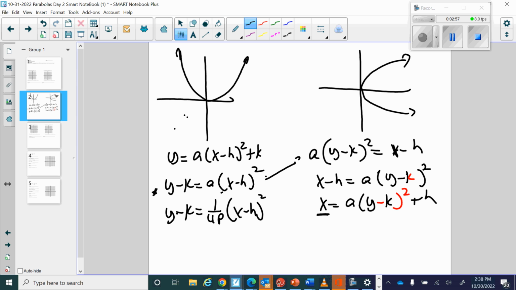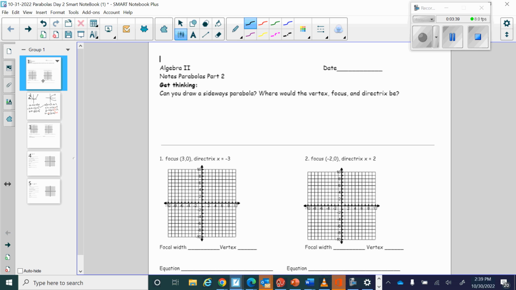Let's look at this equation here and the first one over here. This is y equals, because the graph opens up or down. When it opens on the side, it's x equals, and the y is squared. And if I replace a with 1 over 4p, since we're dealing with focus and directrix, that gives me x is equal to 1 over 4p times y minus k squared plus h. Good. So let's go back now and try some examples.